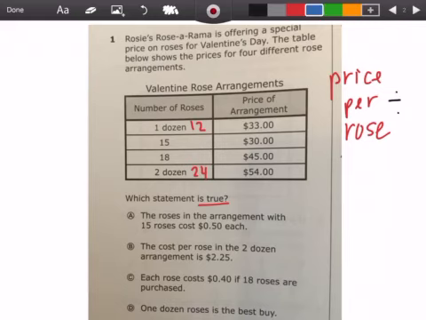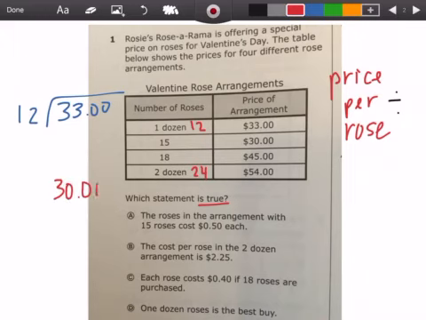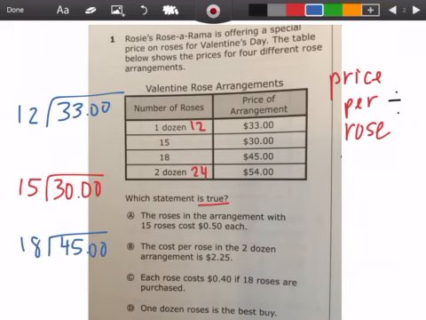So for 1 dozen, you're doing $33 divided by 12 for 1 dozen roses. For 15, that's $30 divided by 15 roses. For 18, you have $45 divided by 18 roses. And for 2 dozen, $54 divided by 24 roses. All right, so divide each of these and then read very carefully what your answer choices are saying to determine which one is true.